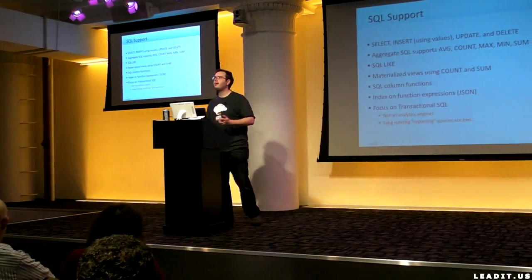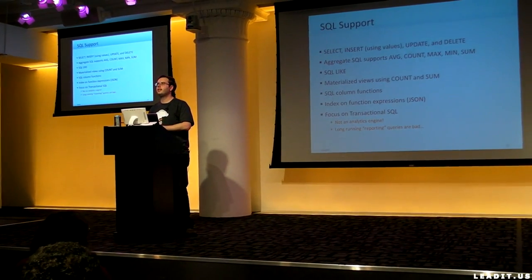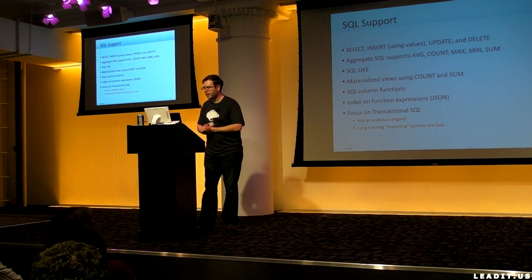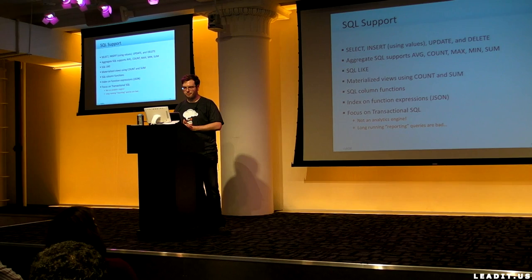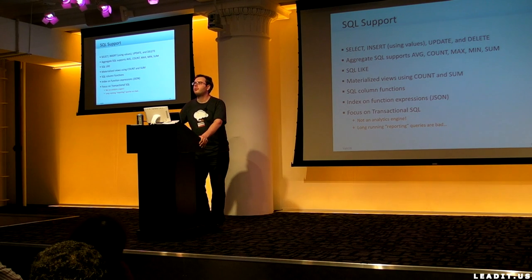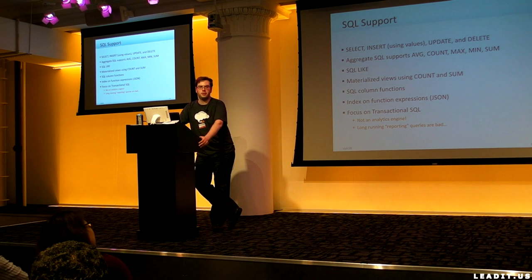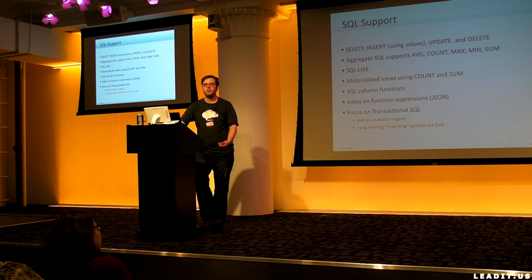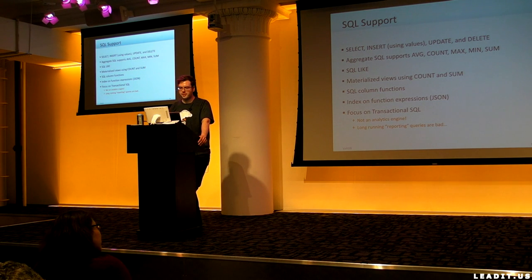So SQL support. Yay, we kept SQL. So select, insert, update, and delete. I cannot imagine what database wouldn't support those, although I know a couple that didn't initially. And we support aggregates, so average, count, max, min, sum. In your distributed queries, those aggregates get pushed down, so you can get parallel execution across every core in your cluster. So you can scan millions of rows per second if necessary. We also support very, very basic text support, and prefix LIKE can use indexes.